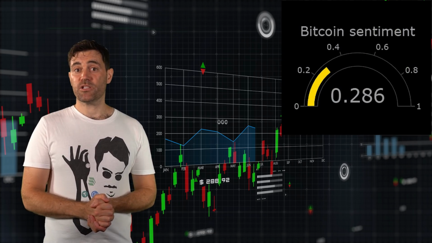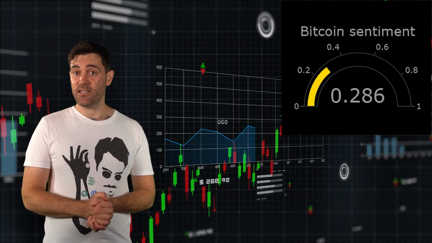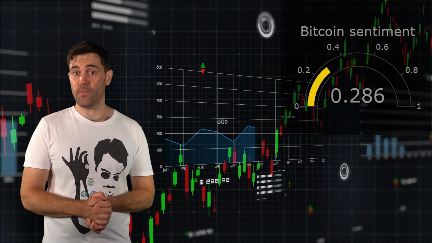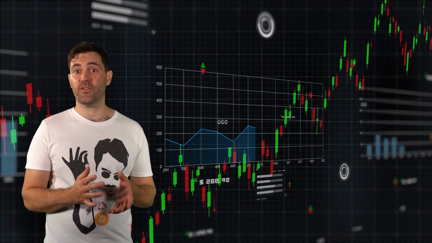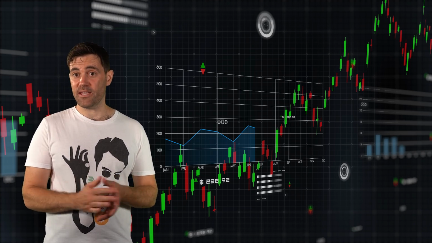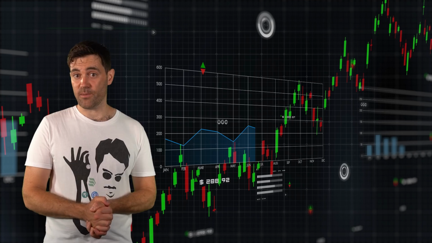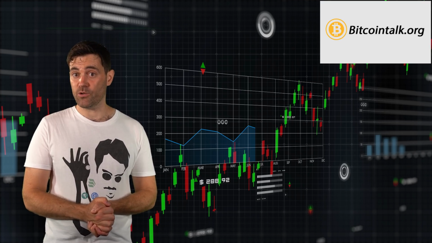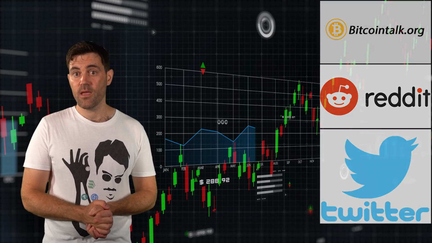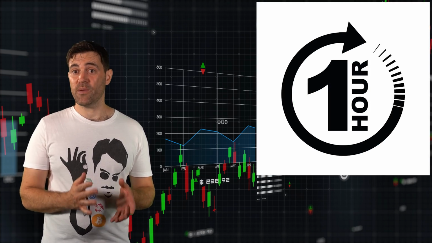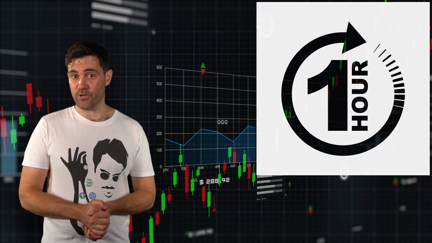Another popular cost-free sentiment analysis indicator in cryptocurrency is the Bull and Bear Index created by Augmento. In contrast to the Fear and Greed Index, the Bull and Bear Index focuses exclusively on Bitcoin sentiment on social media platforms, specifically Bitcoin Talk, Reddit, and Twitter. More importantly, the Bull and Bear Index is updated every hour, which makes it more suitable for active day trading.